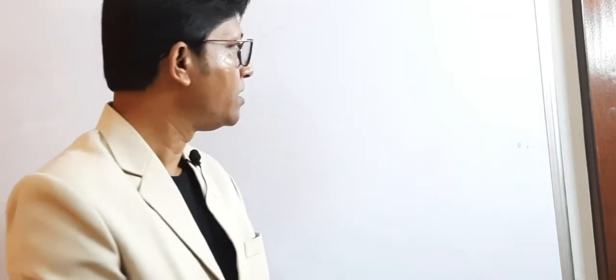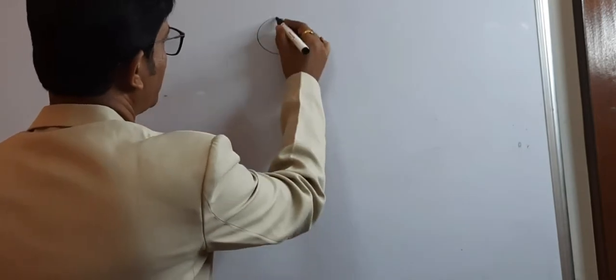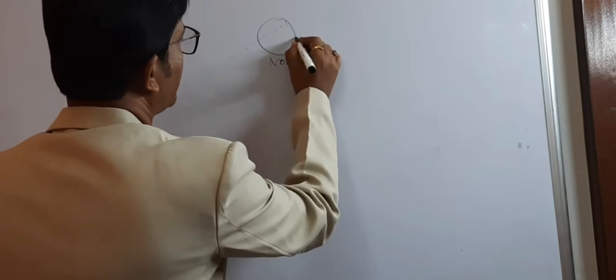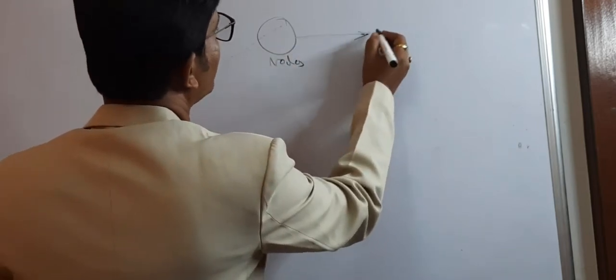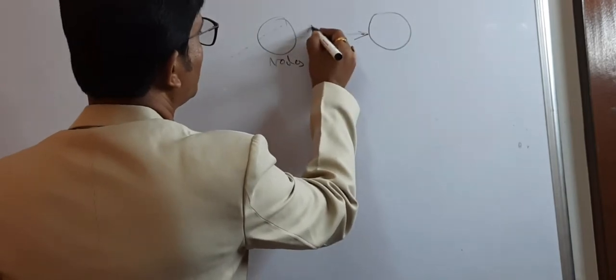So before going for that, let's see. Actually this is known as the node. This is called the node, and this is the arrow, and this is called the activity.